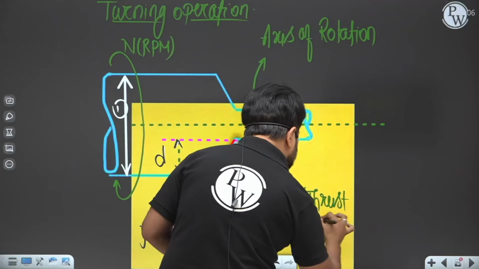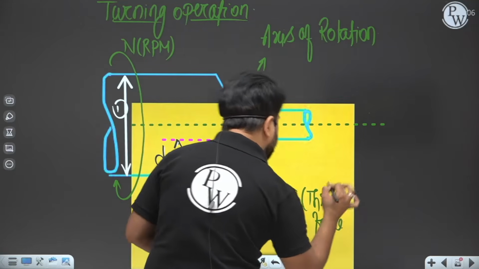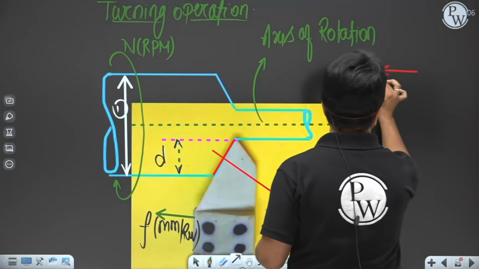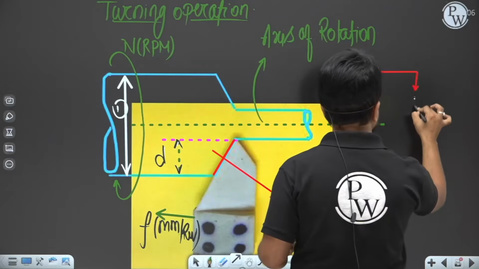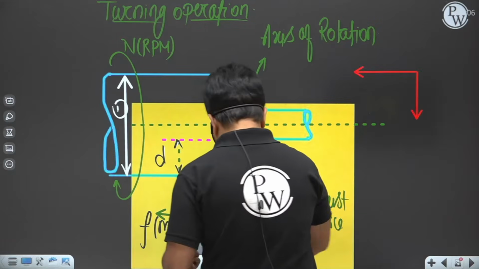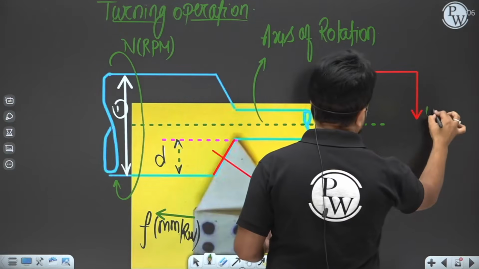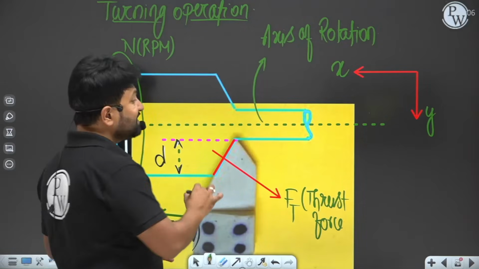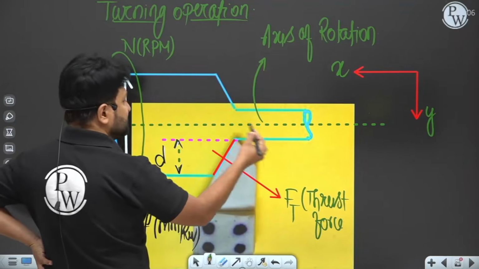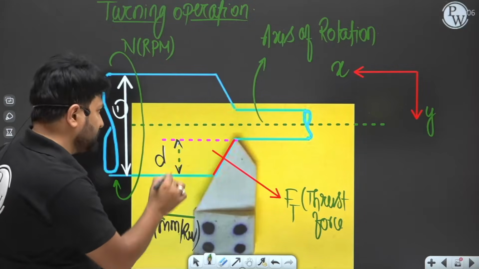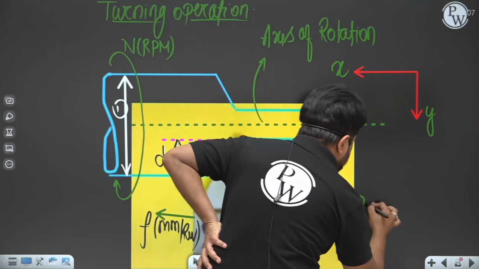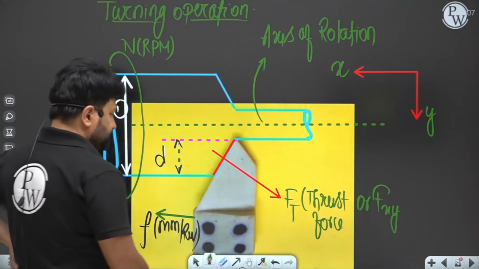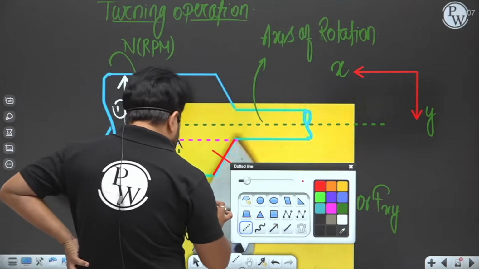Suppose that in this machining, this is the x direction and this is the y direction. Here you can see that Ft, the thrust force, is not acting in the x direction, nor in the y direction. So basically you can write it as Fxy. Now one more thing, this is the component.